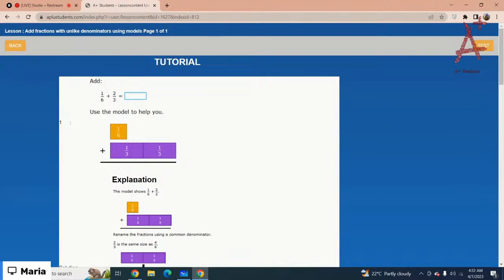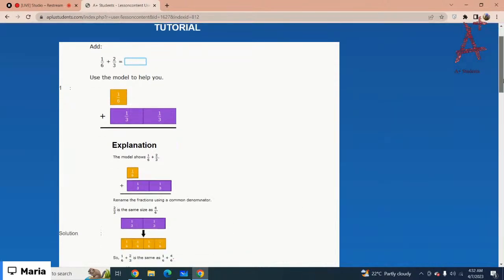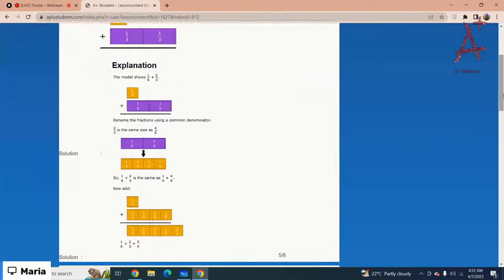Here you have 1 over 6. You split 2 by 3 as 1 by 3, 1 by 3. Because 1 plus 1 makes 2. So the model shows 1/6 plus 2 over 3. Here is 1 by 6. Here is 2 over 3, 1 by 3 and 1 by 3.